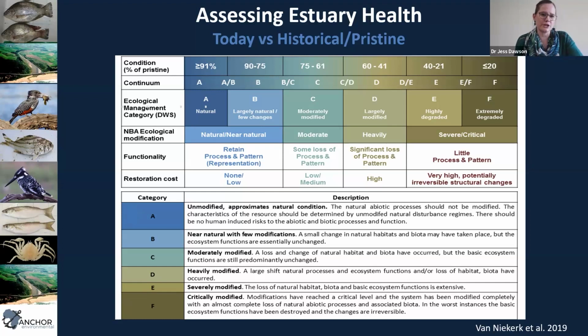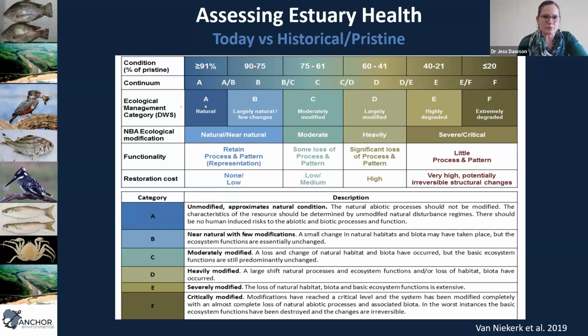So for example, if we look at an estuary that is 91% or above compared to pristine, it's nearly pristine, is considered a natural system. A B is a largely natural system. And these two together are called natural and near natural systems, which are considered to have most of their processes and environmental functioning still intact.